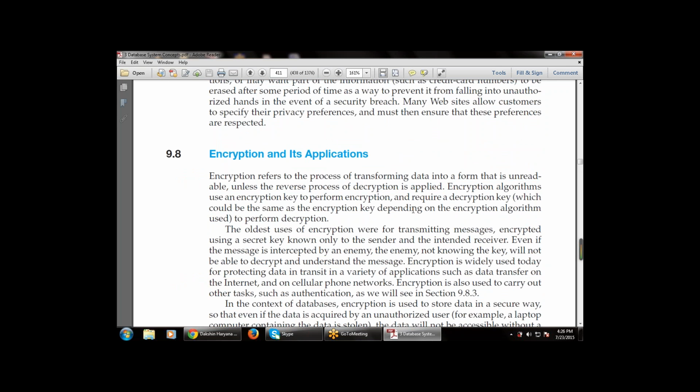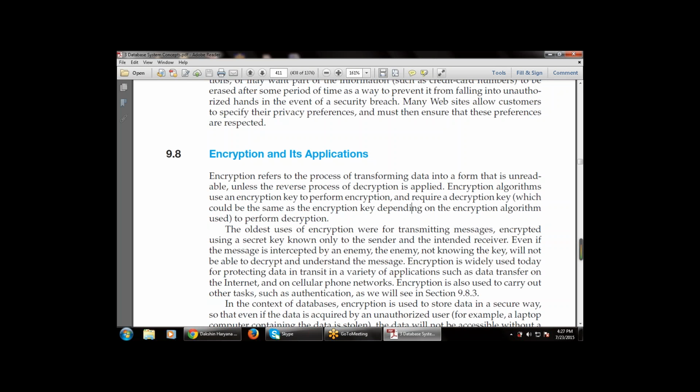So it is a process of transforming the data into an unreadable form unless it is retrieved by the decryption method. Until and unless we apply the decryption method, there is no way to access the data or convert it into a meaningful form. Encryption algorithms use an encryption key to perform encryption and require a decryption key. Whenever I want to apply encryption, I need an encryption key, and for decryption, changing back into the original form, I need a decryption key.